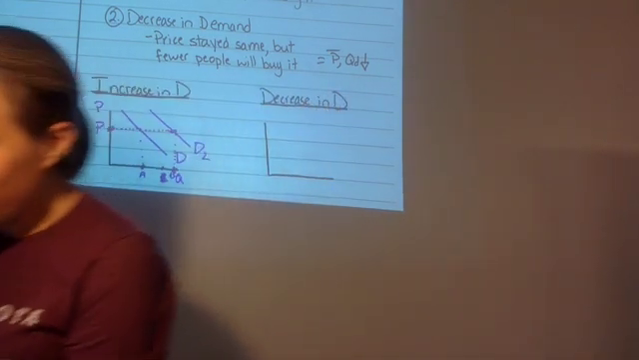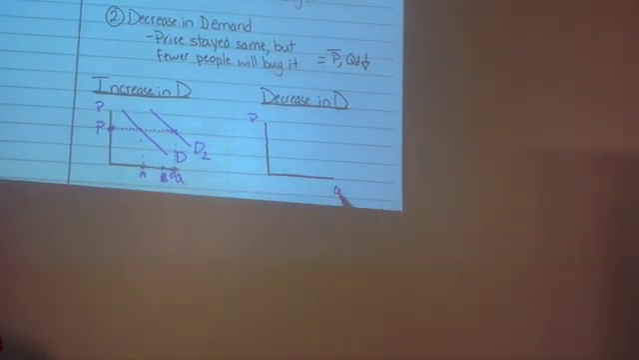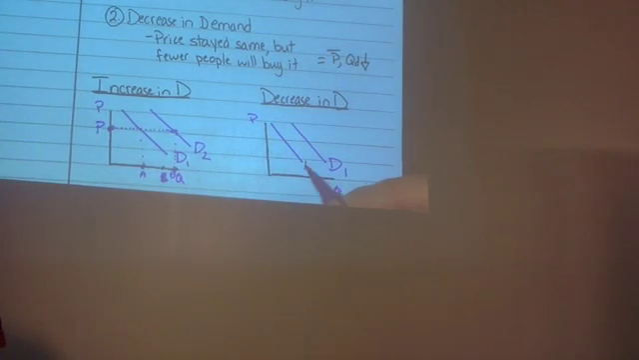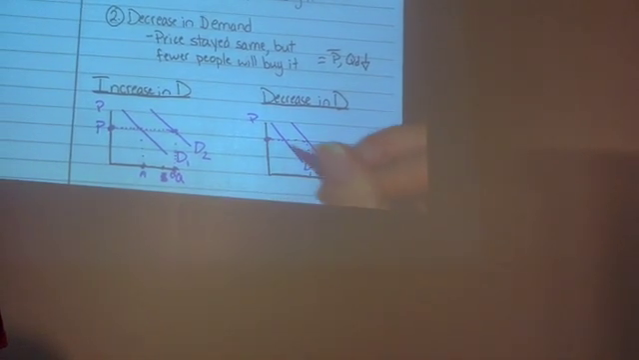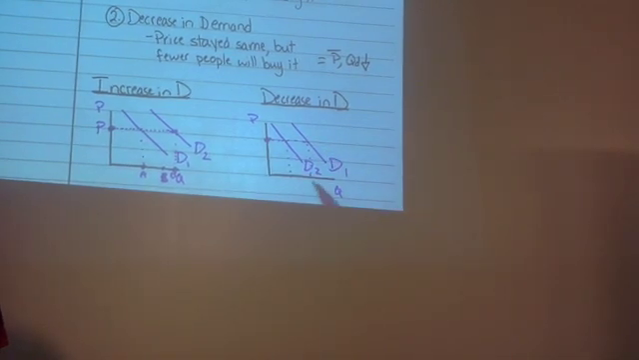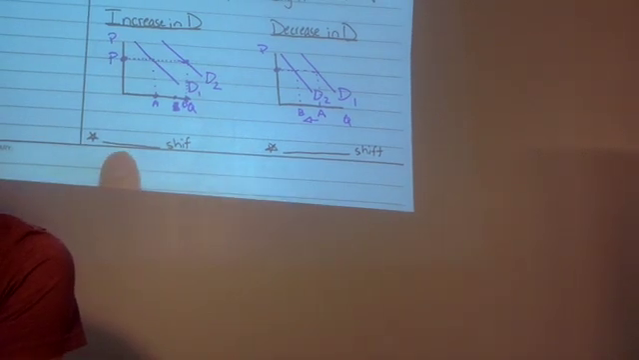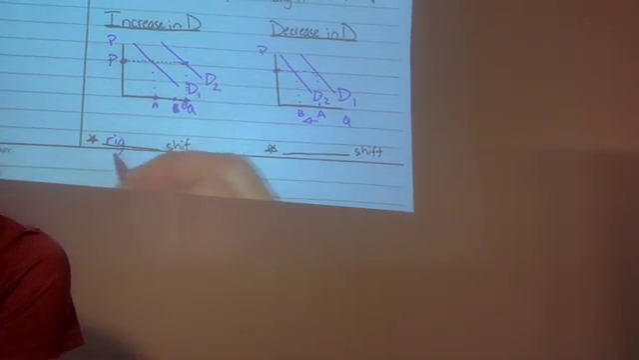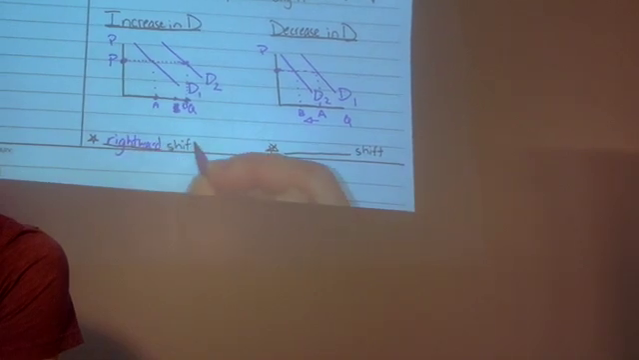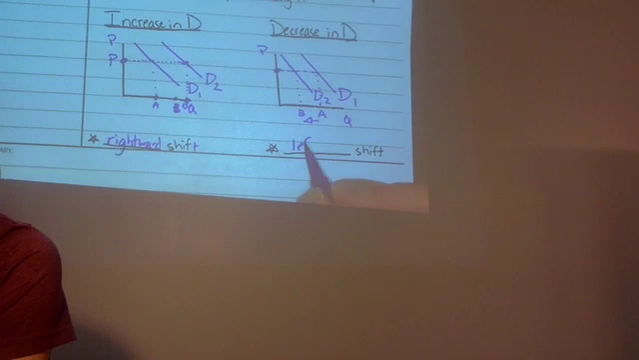Now the opposite, decrease in demand, well, what you do there is you have your original demand curve, which we label as D1, and our new demand curve is going to be to the left. And that shows that the price stayed the same, but the quantity went down. The quantity demanded went down. So down here, an increase in demand is a rightward shift, and a decrease in demand is a leftward shift.